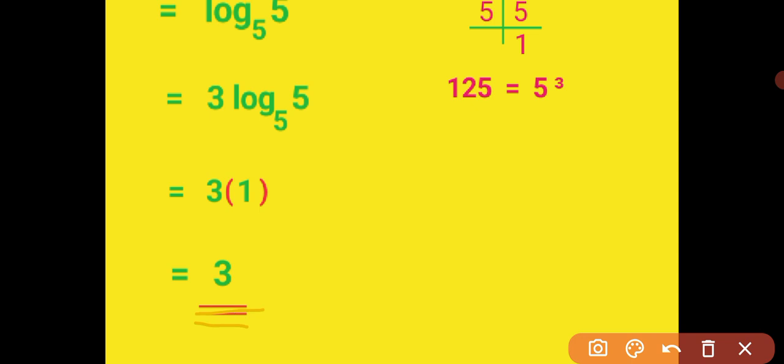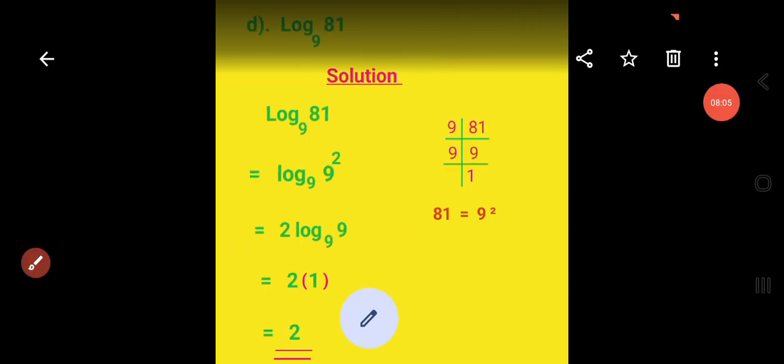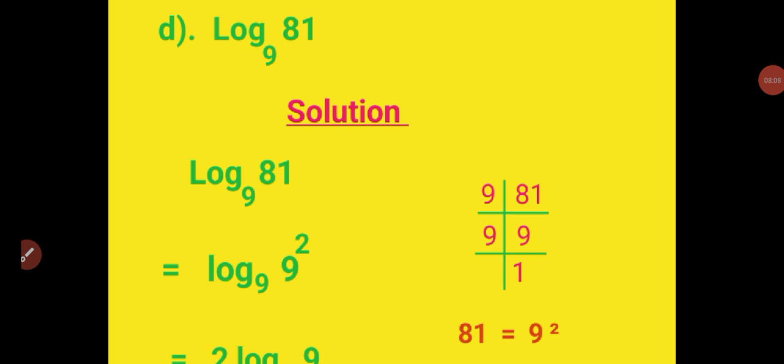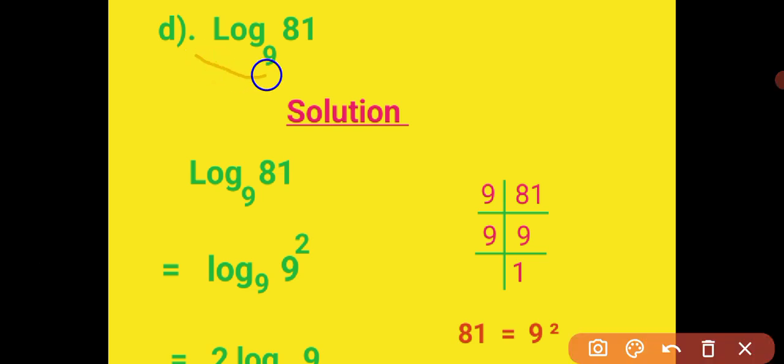Our answer is 3. So now let us go to part D. In part D, we have log to base 9 of 81. In our solution, we begin by repeating the number, which is log to base 9 of 81. So this 81, we begin by factorizing using the ladder method. When you're dividing, you must divide by the base of the logarithm for you to get the answer easily. So since the base is 9 here, we're going to divide each step by 9.